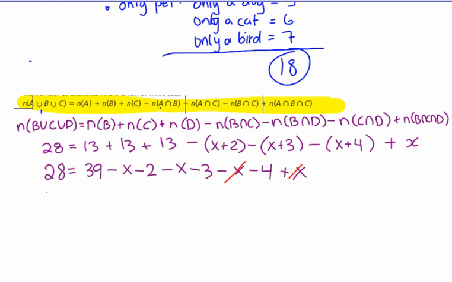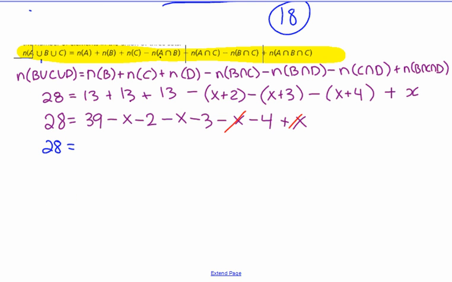We're left with 28 equals 39 minus 2 is 37. Take away 3 is 34. Take away 4 is 30. Do you recognize this? And then we have negative x minus negative x. We're left with the same expression we had before. Take away the 30, we get negative 2 equals negative 2x. Divide by negative 2, x is 1.